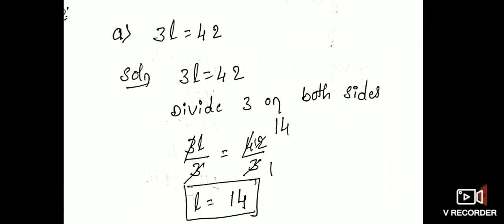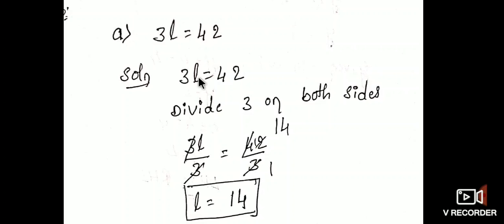First one, 3L is equal to 42. 3L means 3 into L. Multiplication is there, so for multiplication we should follow division. Multiplication means we should follow division. Addition means we should follow subtraction. 3L is equal to 42 means we have to remove this 3. Then this L, the variable, will be separated.